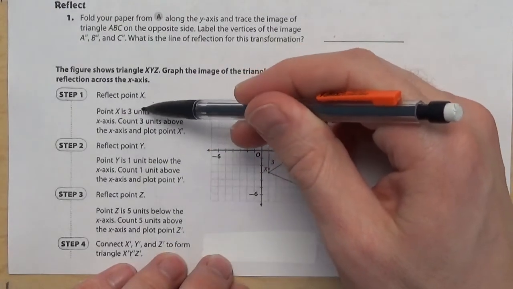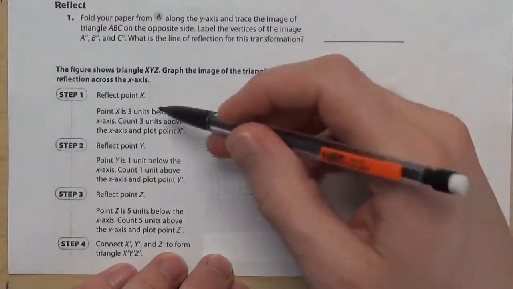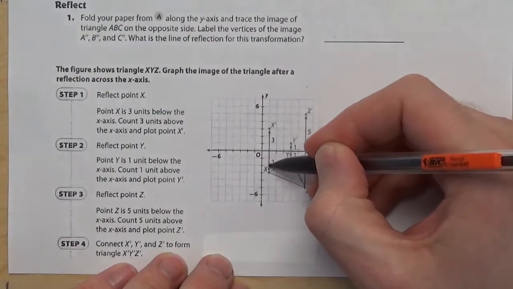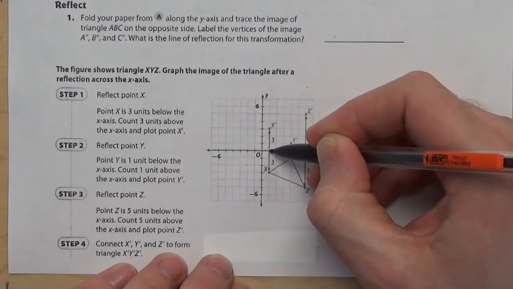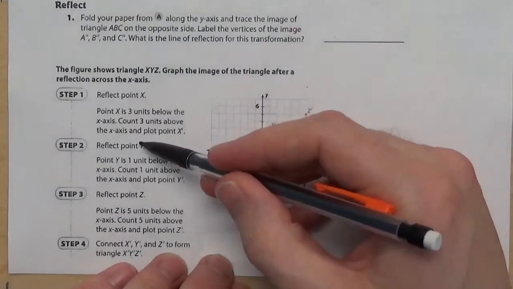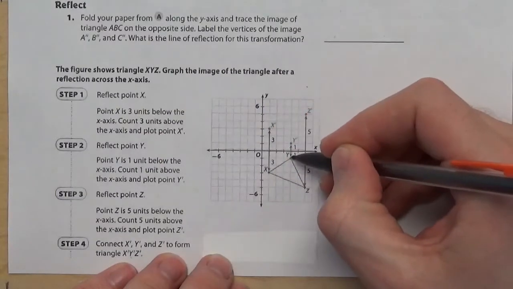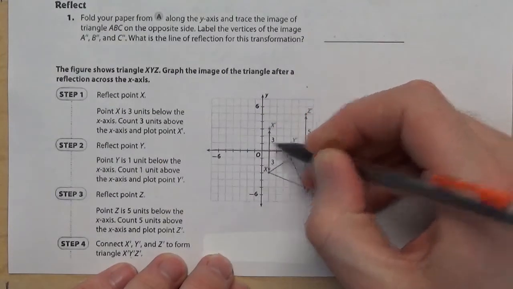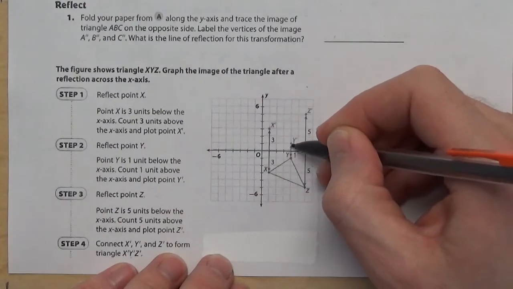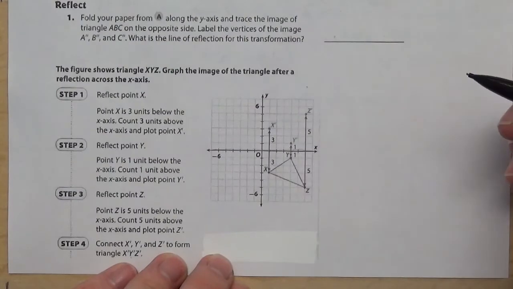Point X is 3 units below the x-axis. See, 1, 2, 3. Count 3 units above the x-axis and plot point X prime. So if it's 3 units away this way, we go back to the line of reflection and count 3 units that way, and that's where X prime will be. Reflect point Y. See, point Y is 1 unit below the x-axis. Count 1 unit above the x-axis and plot point Y prime. So if it's 1 unit down, it's going to be 1 unit up for the reflection.